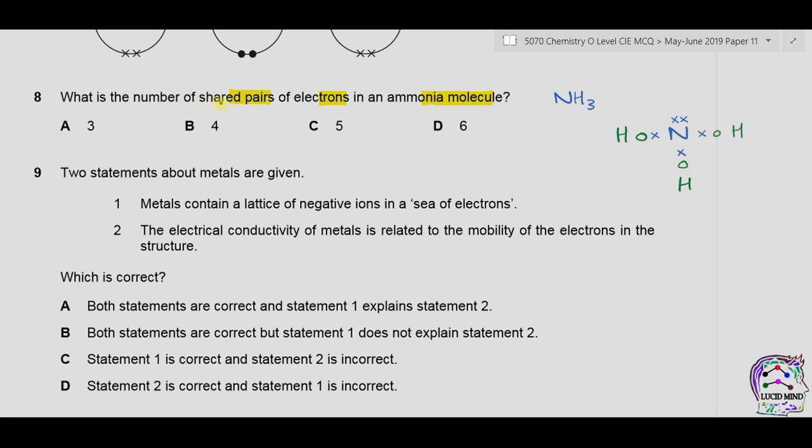Now in the question it asks that how many shared pairs of electrons are present. Now this is a shared pair of electron. This is also a shared pair. Similarly this one. And this is not a shared pair, it is a lone pair of electron. So we can see only 3 shared pairs of electrons are present. The answer is therefore A.